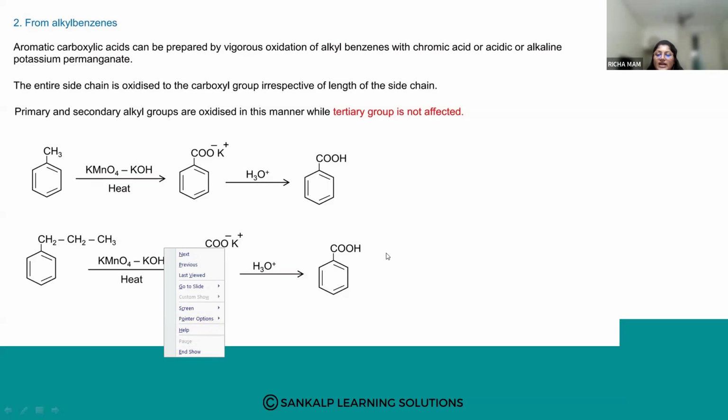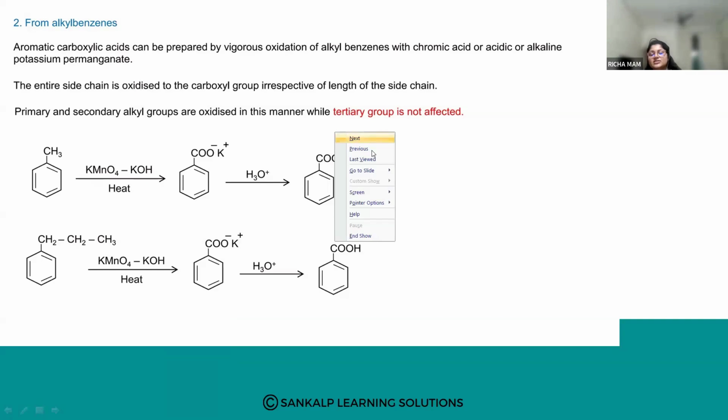Then we have also seen the very important haloform test. In the haloform test we are using sodium hypohalite, and the necessary condition is that there should be a methyl ketone. Next, we have seen aldol condensation, self-aldol condensation and cross-aldol condensation. Then we have seen the Cannizzaro reaction, and then the electrophilic substitution reaction.